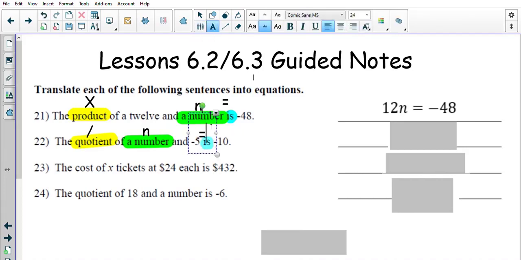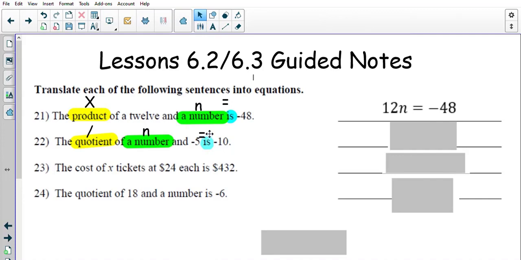Something to keep in mind about subtraction, like we saw previously, and also division, is that division is not commutative, like subtraction is not commutative. So if I'm saying the quotient of a number and negative 5, then the number needs to go on top. So n will be on top, underneath will be negative 5, equals negative 10. You could also write it as n with the division symbol, negative 5 equals negative 10, but we've seen the problems with fractions, so that's why I'm going to write it here.